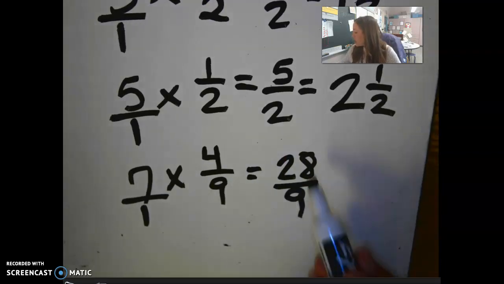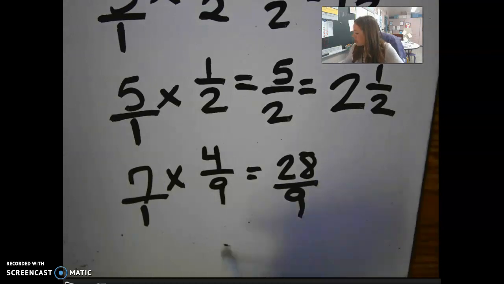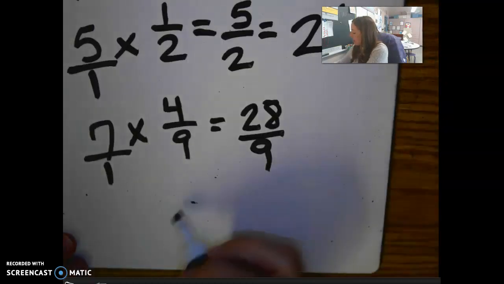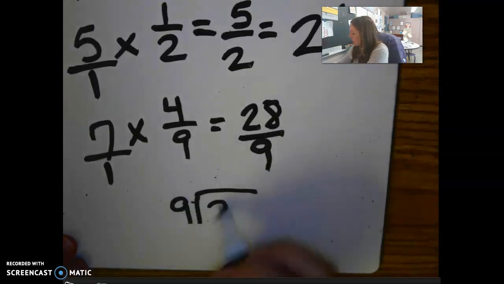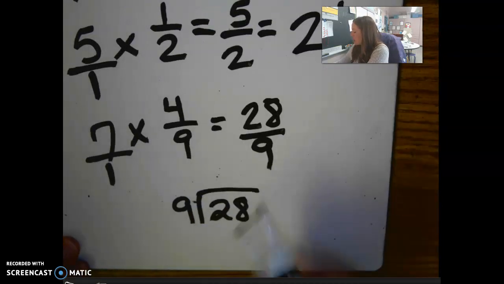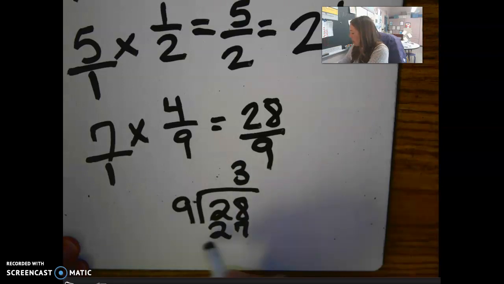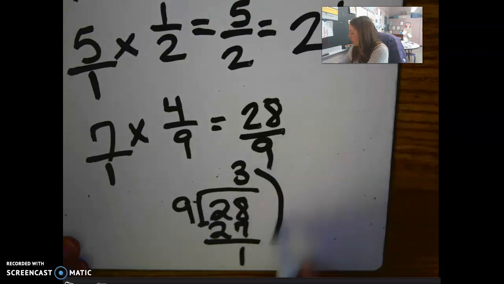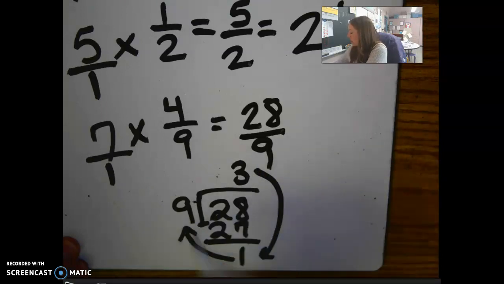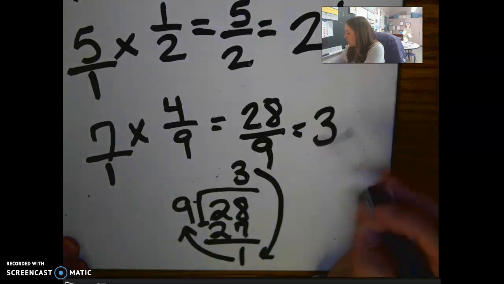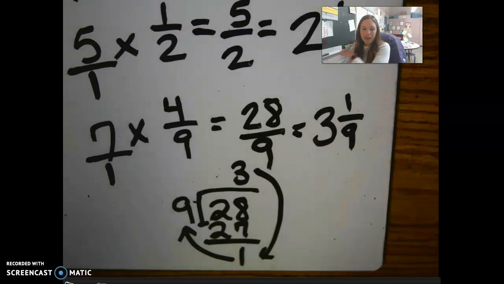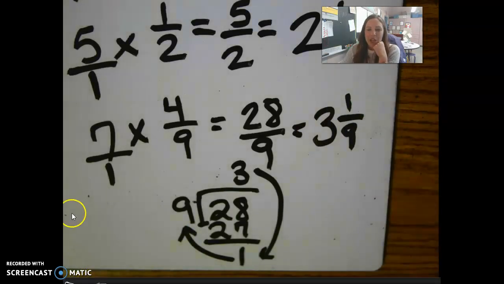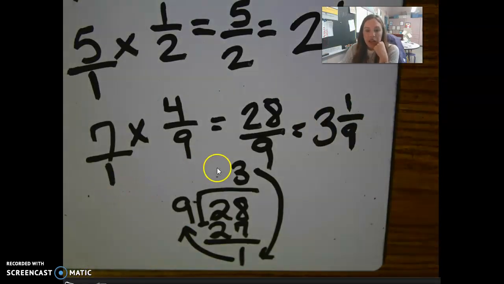And I know that 9 goes into 28. Well, the closest, if we need to turn this into a division problem, we can do this. 9 goes into 28. My closest multiple is 27. If I subtract, I have 1 left. So whole number, numerator, denominator. Whole number, numerator, denominator. All right, your practice is multiplying fractions.